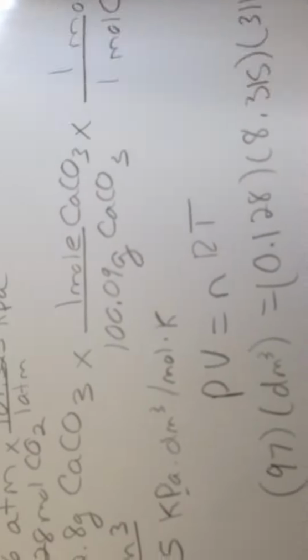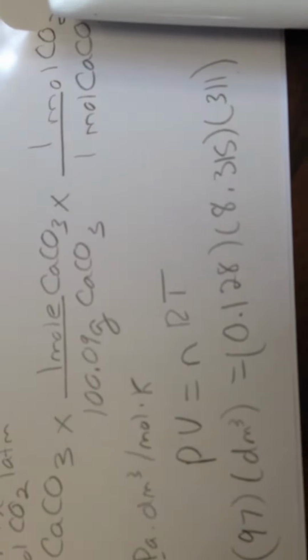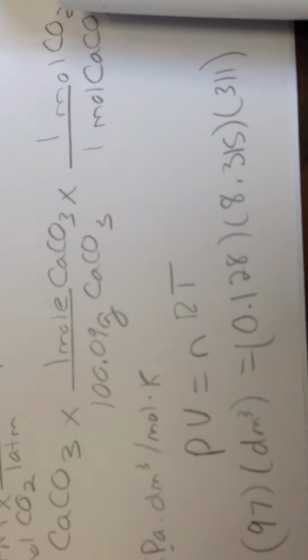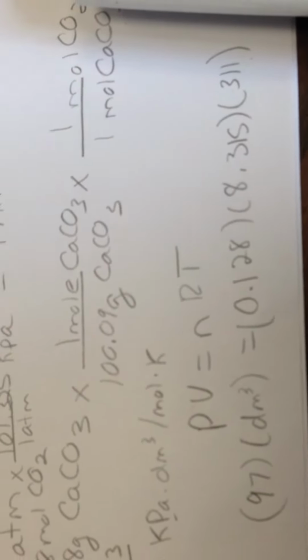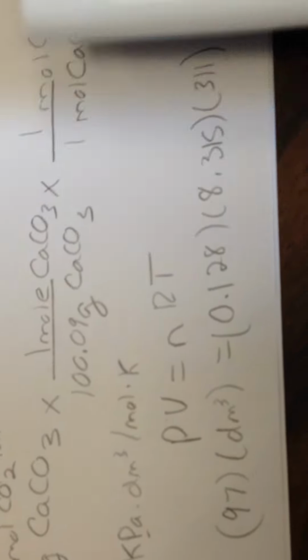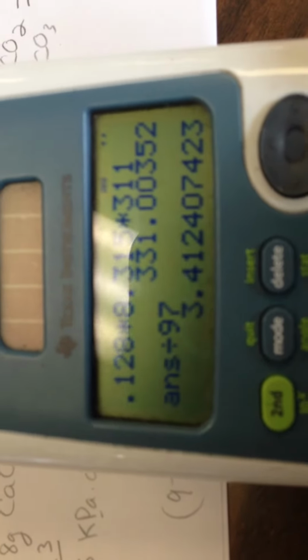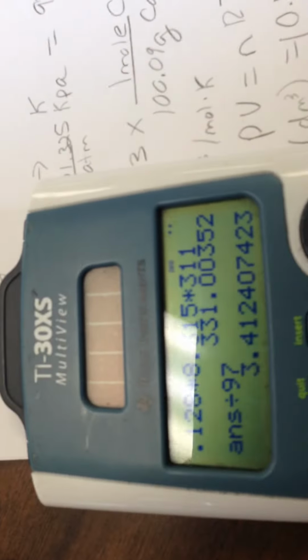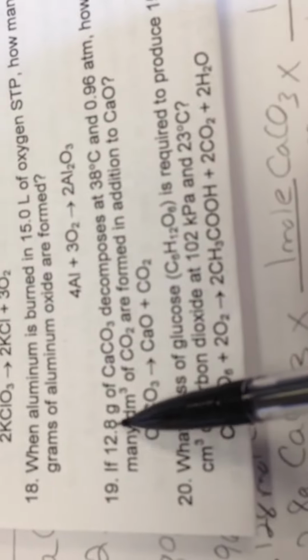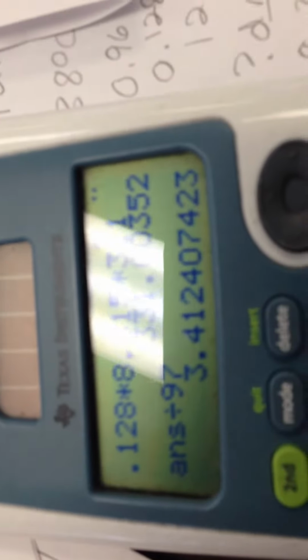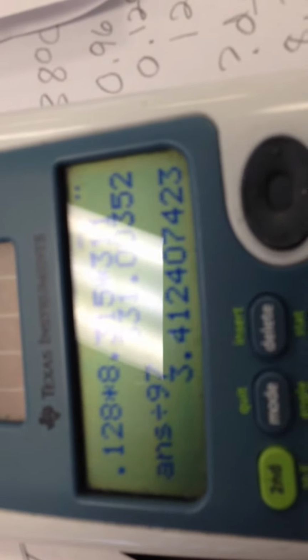So we do 0.128 times 8.315 times 311 divided by 97. Okay, so calculator work. We got our raw answer of 3.12. We look at the original problem for significant figures. So we go right in, that has 3, that has 2, so we're going to go with 2. So we have 0.4 decimeters cubed.